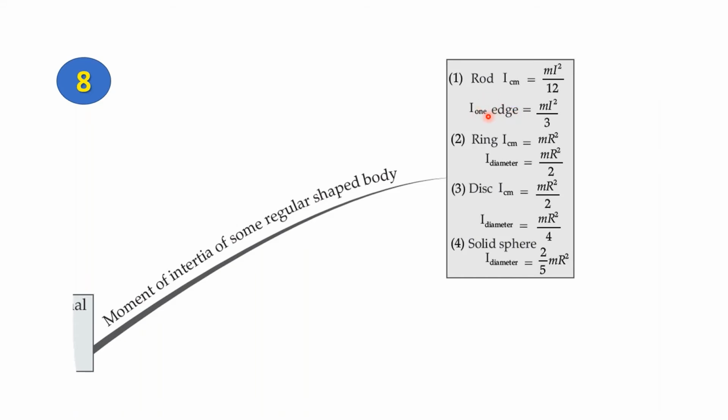Now, if we want to find the moment of inertia of the rod about an axis passing through an edge, we use the formula M L squared divided by 3. Again, M stands for mass, L stands for the length of the rod. The formula M L squared by 3 was derived from the earlier formula M L squared by 12 using the parallel axis theorem. So this shows you the reason why we need to study the parallel and perpendicular axis theorems.